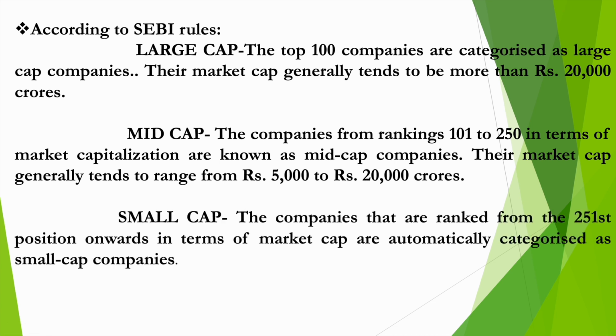The last one, small cap. The companies that are ranked from the 251 position onwards in terms of market cap are automatically categorized as small cap companies. Small cap companies generally don't have a long track record. This is the large cap, mid cap and small cap. If your investment period is more than 7 years.